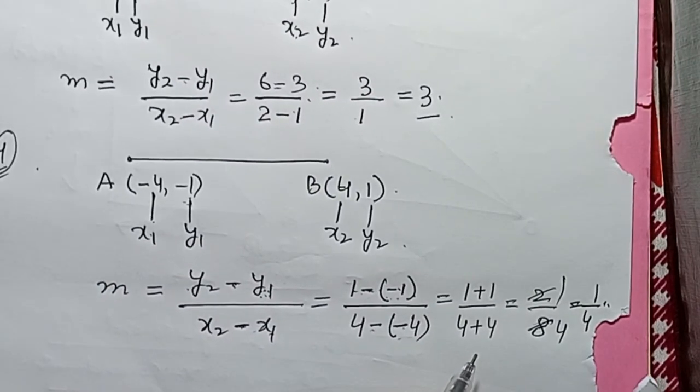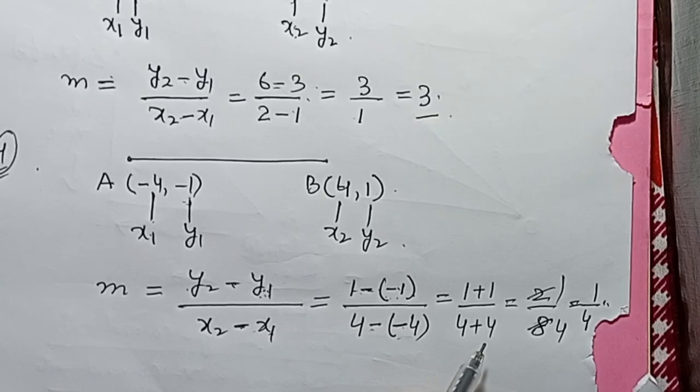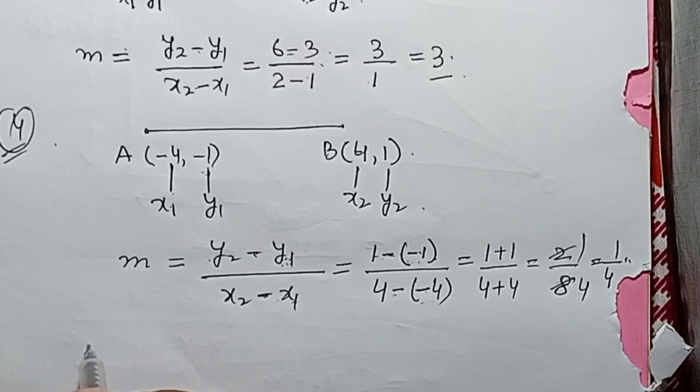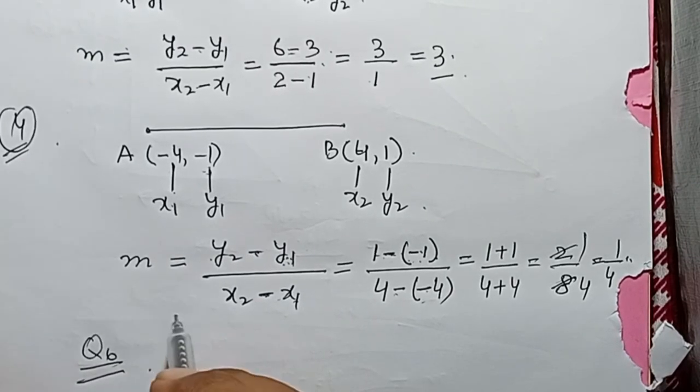You can see question number 5 is the same, and question number 6 is very easy. You have to count the boxes. You can also use rise by run. For question number 6 you can see it will be like this.